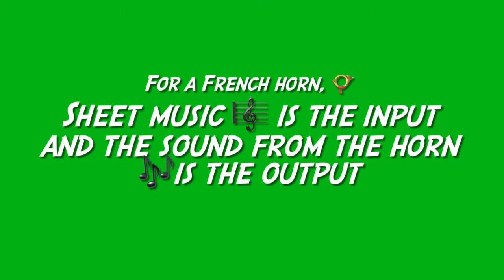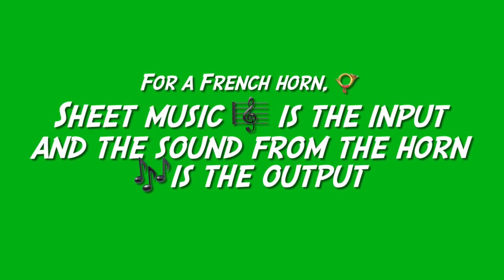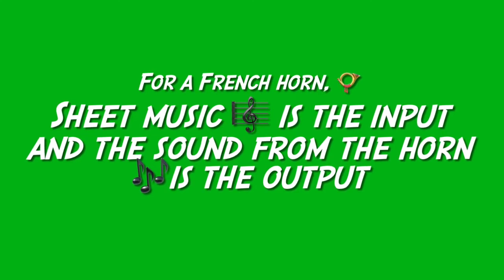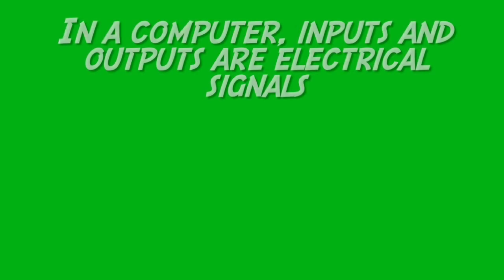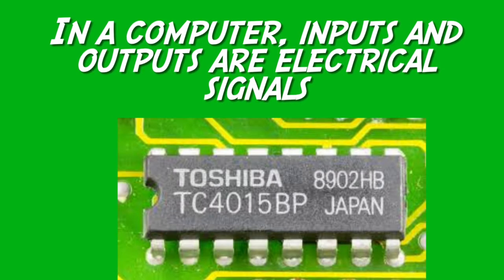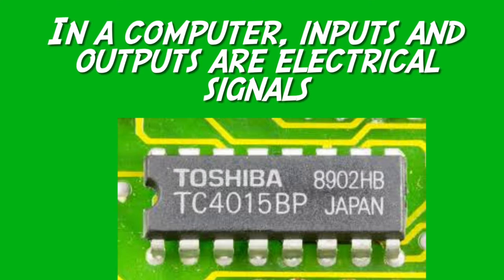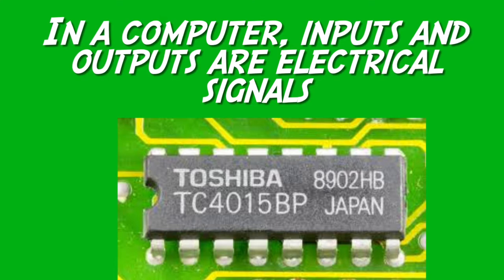Or think of a French horn player playing in an orchestra. His sheet music is the input, and the sound of the horn is the output. In digital logic, logic gates have inputs and outputs. These inputs and outputs are electric signals that represent ones and zeros.